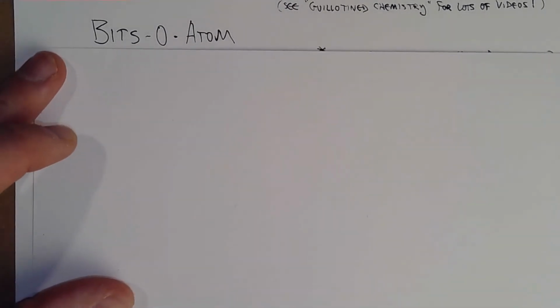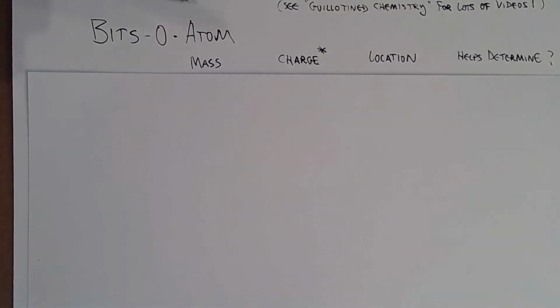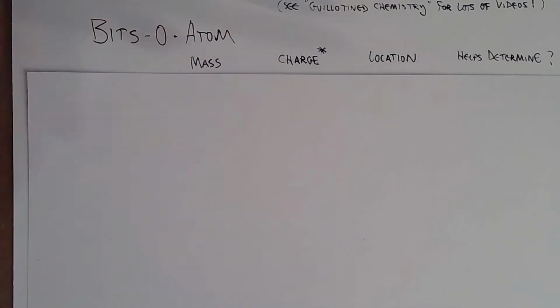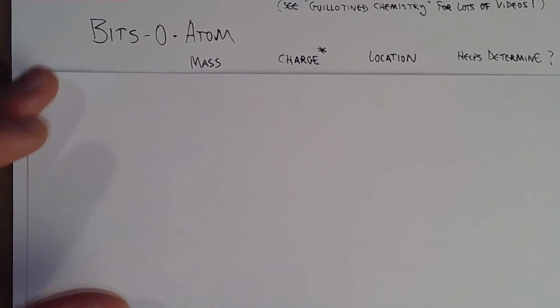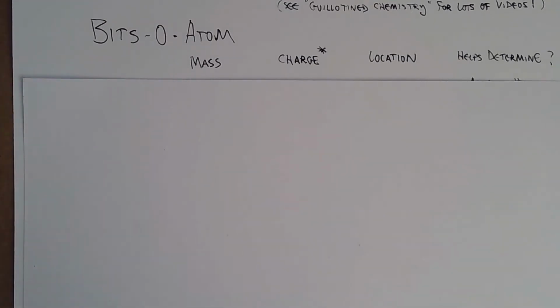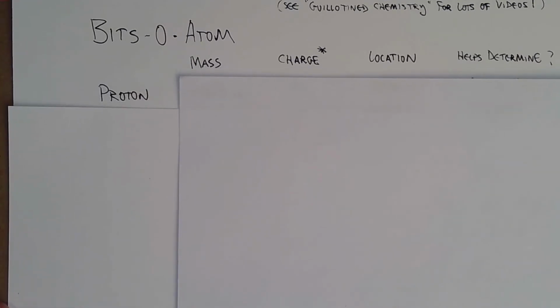Okay, bits of atom. We're going to talk about the three components of the atom. We'll compare them in terms of their mass, their charge, where they're located, and what it helps you figure out when you know it. So let's do it this way. Add a little more suspense.